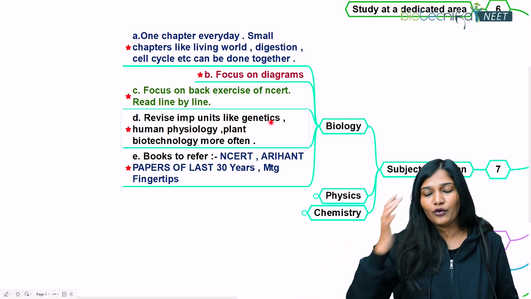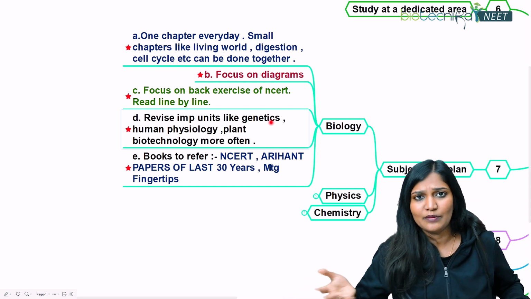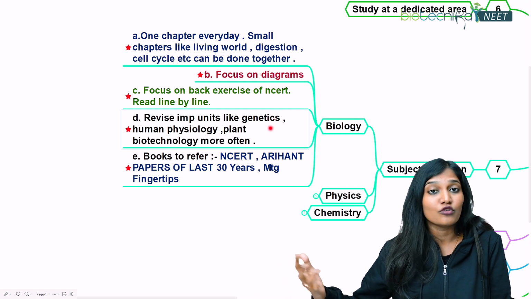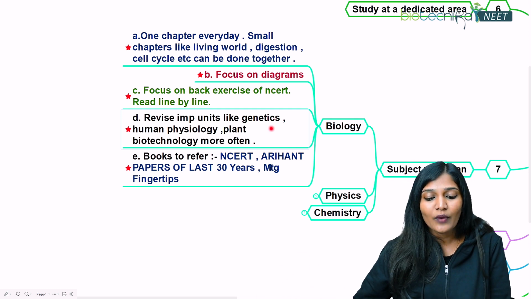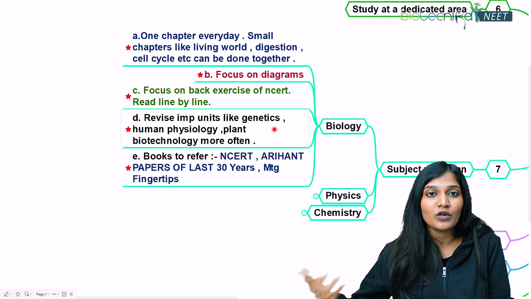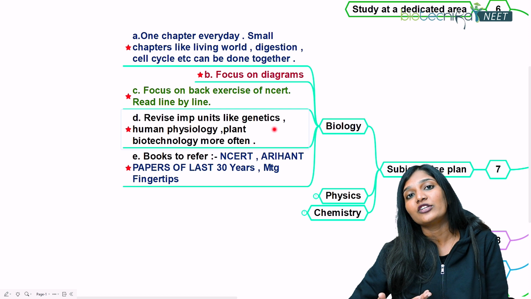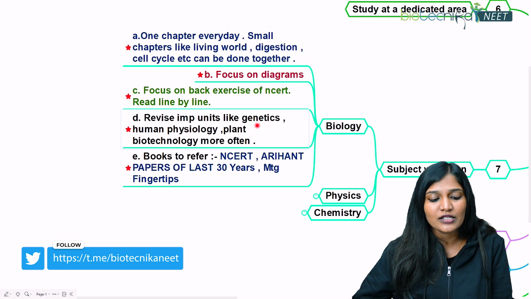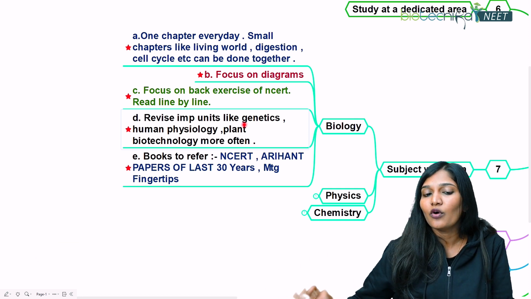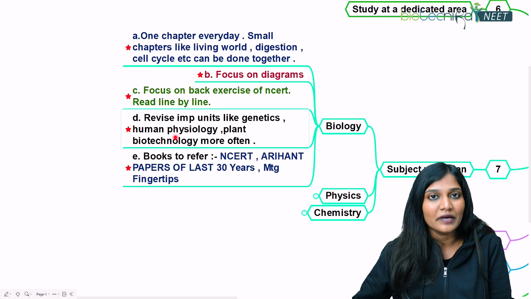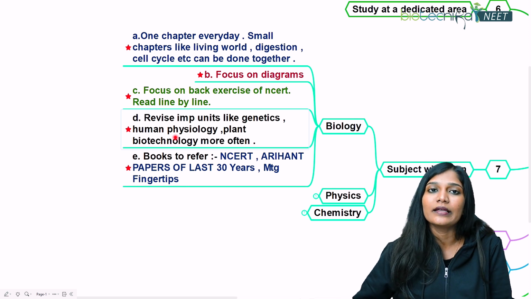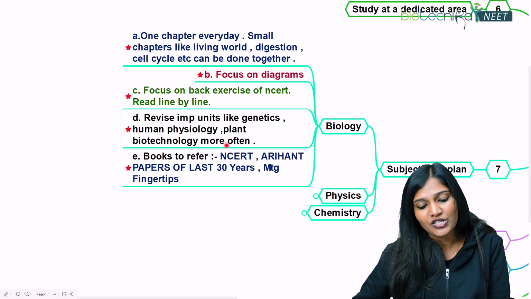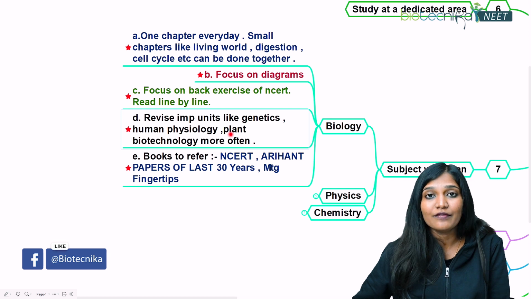Like genetics, if you go for it, you would be forgetting what is multiple allelism, what is polygenic inheritance, what is pleiotropy, what is recessive epistasis, dominant epistasis, complementary genes. You have to remember what is linkage and recombination, what's the correlation between them, and you have to study about the genetic disorders, Mendelian disorders, mutations. So there are so many things to study in genetics. So revise these things, keep on revising all these important units. Of course, human physiology, a must, where you have to study from digestion till chemical control and coordination. Plant physiology, definitely an important thing, and biotechnology more often. So these chapters have to be given importance.